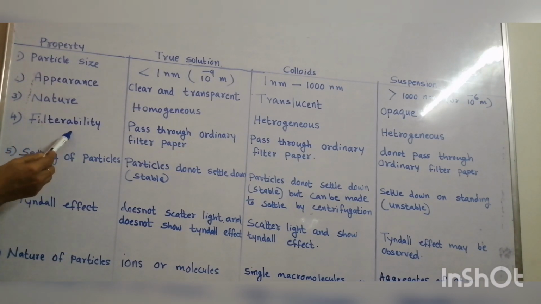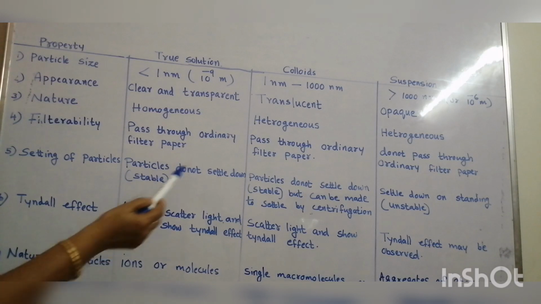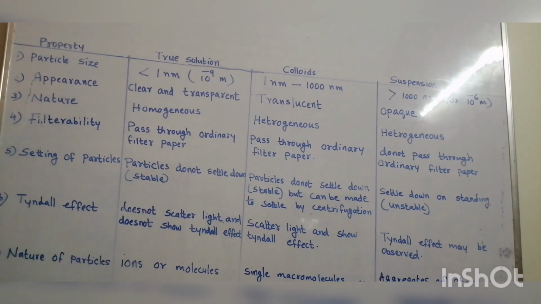Fourth property, filterability. A true solution passes through ordinary filter paper and also a semi-permeable membrane, whereas the colloid passes through the ordinary filter paper and does not pass through a semi-permeable membrane, and suspension does not pass through ordinary filter paper or a semi-permeable membrane.